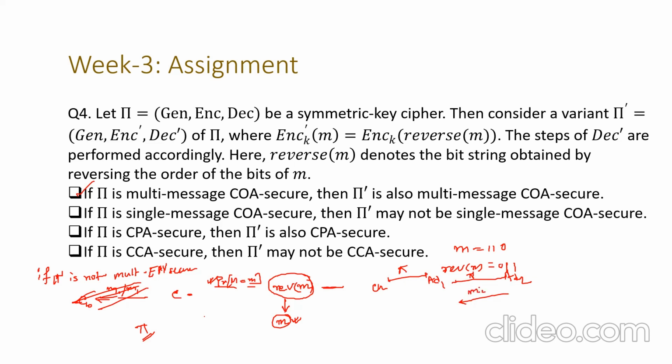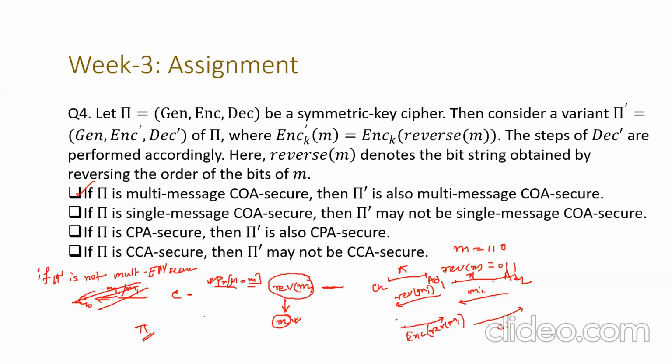Adversary 2 sends mi, and adversary 1 provides reverse of mi to this challenger. Then the encryption of this reverse of mi is returned to adversary 1, and it forwards the same result as ci to adversary 2. From the viewpoint of adversary 2, for each message mi, it sees the encryption of reverse of mi, right? That is exactly how the encryption dash scheme is defined.